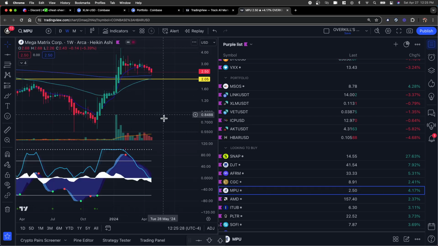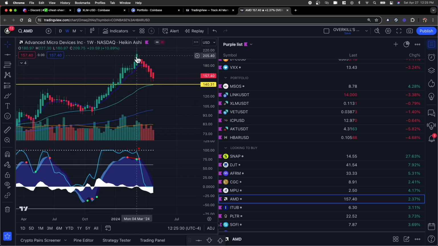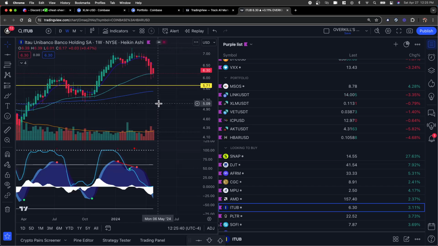Here's MPU, still fading, waiting on the green dot on that one. AMD still waiting on the green dot, but that is coming down into the 50 there, and the stochastic is on the floor. If you're going to play that one, watch 140 this week. Here's iTub. I don't really know what this thing is, but someone I think requested it last week. The stochastic's down there on the floor. Again, waiting on the green dot.